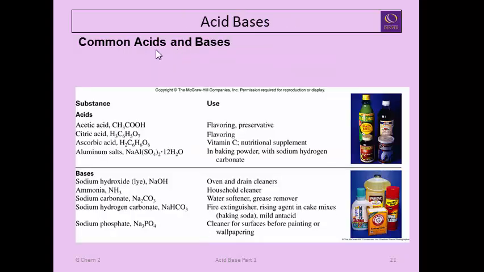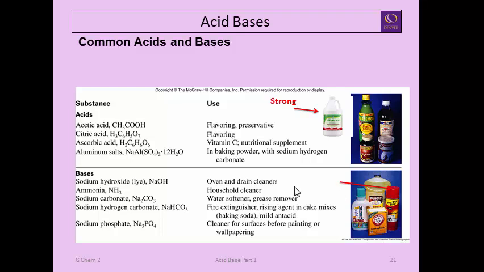And so I'm just going to show you some common acids and bases. I've got acetic acid or vinegar, citric acid or lemon juice, vitamin C, ascorbic acid, some aluminum salts that show up in baking powder. And here's another commonly used acid. This is muriatic acid, or hydrochloric acid. And the thing is, muriatic acid is a very strong acid. It fully dissociates.